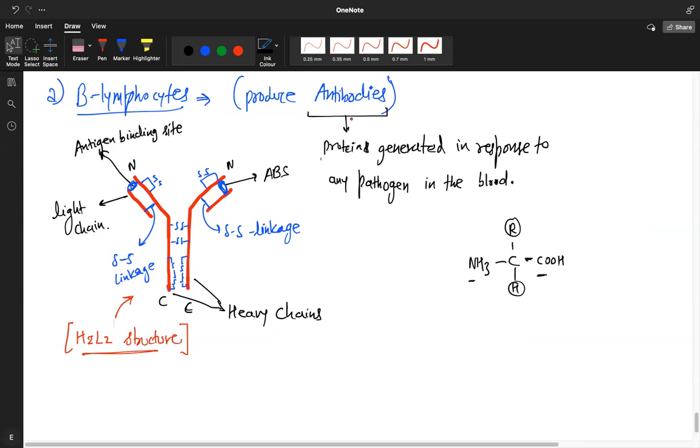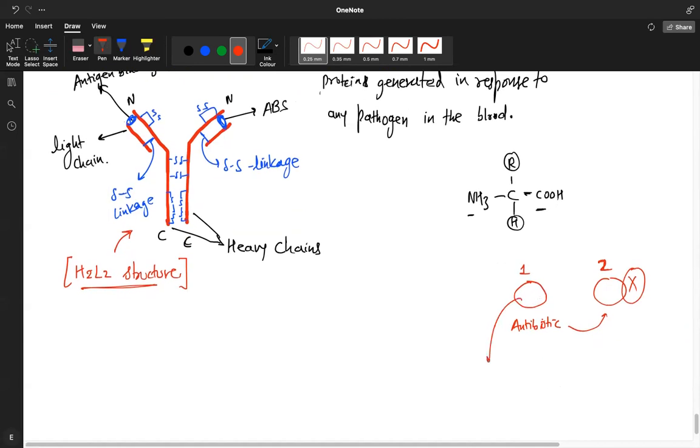Antibiotics is a broader term. So if you look, this is 1 and this is 2. If 1 secretes an antibiotic, it will go and act on 2 and kill 2. But if 1 secretes an antibody, then this pathogen has to come into 1's body and get killed there. So antibodies are inside. Antibiotics are mostly secreted and released.